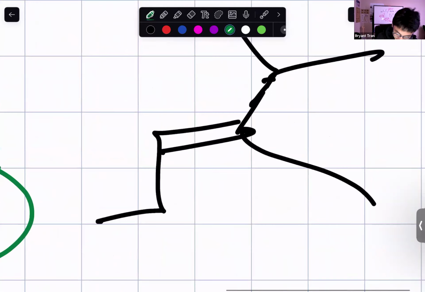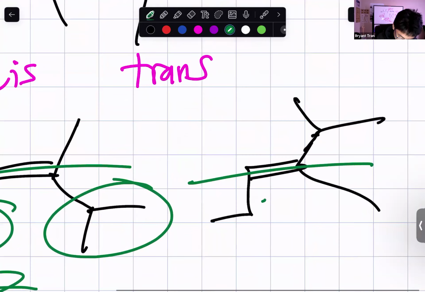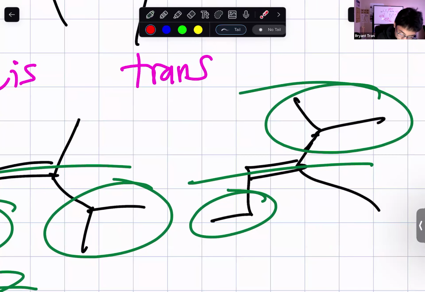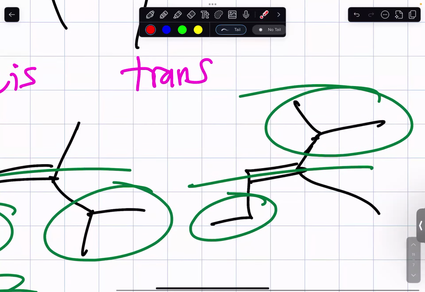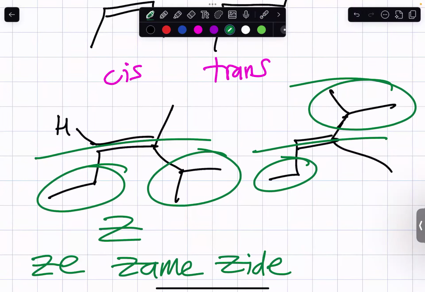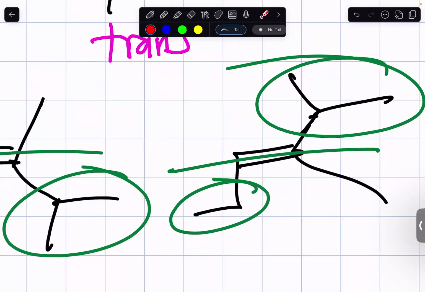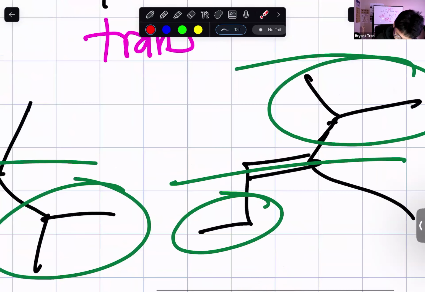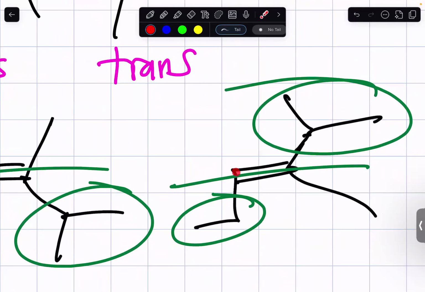Now let's do the same for this one. We already found the priority groups, this ethyl and isopropyl, but what do you notice about those two priority groups now? They're on opposite sides. Which would make it? Wait, hold on. I got lost. Can we do the one carbon at a time again? Looking at just the circles confused me.